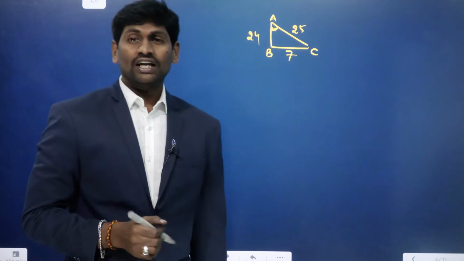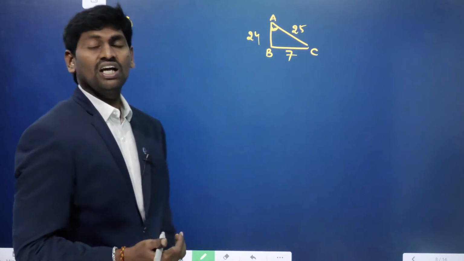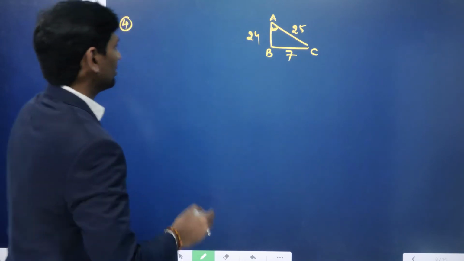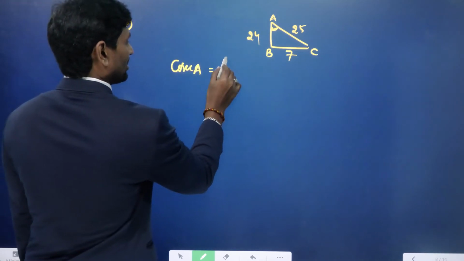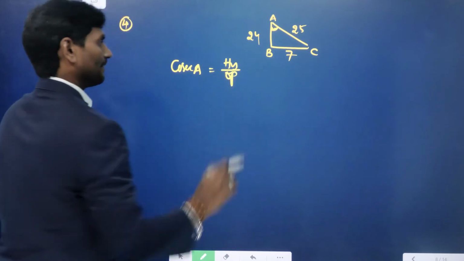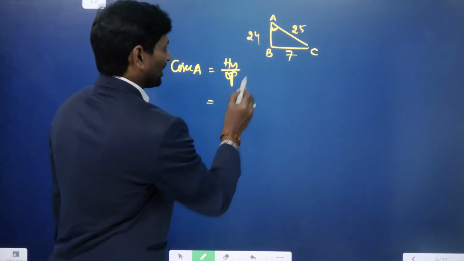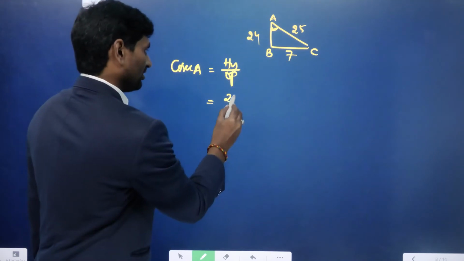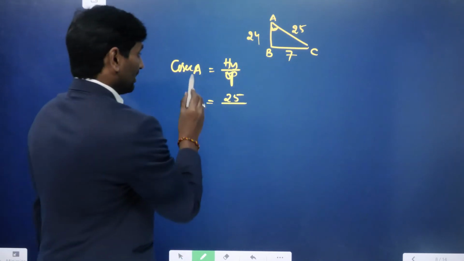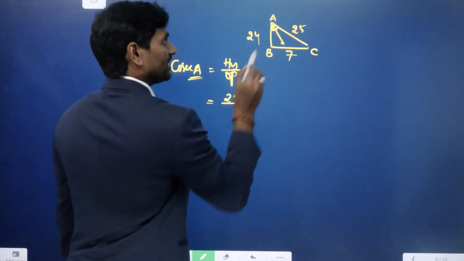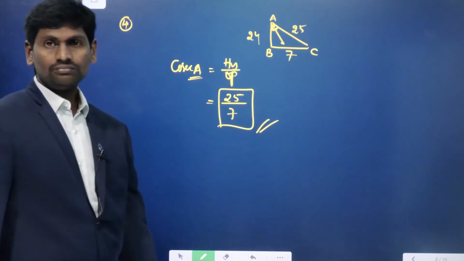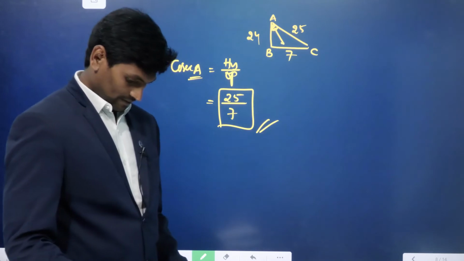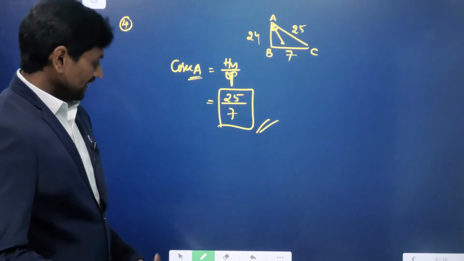Cosecant A means what? Inverse of sin theta. Sin theta is 1 by cosecant theta, or cosecant theta is 1 by sin theta. So the cosec A ratio is hypotenuse by opposite side. Hypotenuse is same for anything, 25. According to A, what is the opposite side? BC, so 7. Answer is 25 by 7. Okay, na? Next, question number 5.